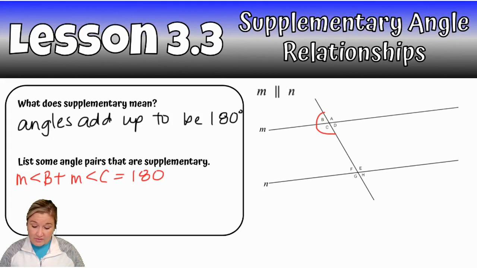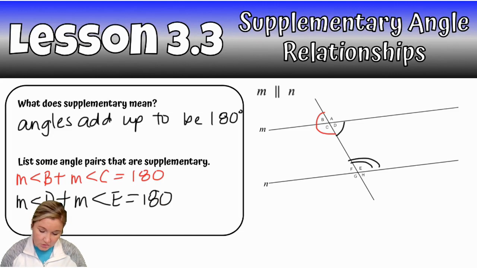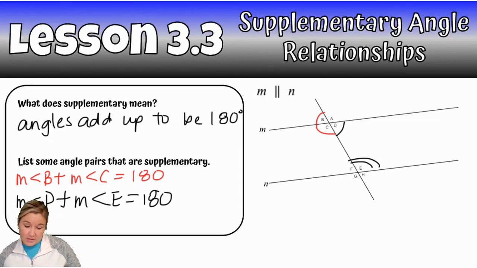We also have same side interior. So if we have D and E, those two will add up to be supplementary, add up to 180. So we have the measurement of angle D plus the measurement of angle E equals 180 degrees. So there are different supplementary angles. We have our linear pair, our same side interior, and same side exterior.